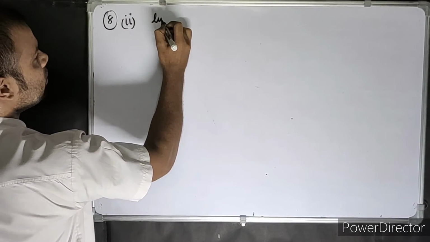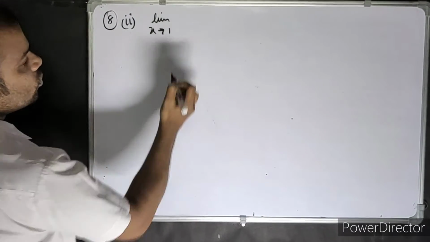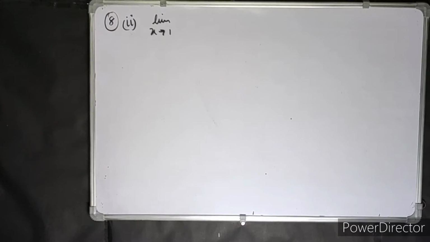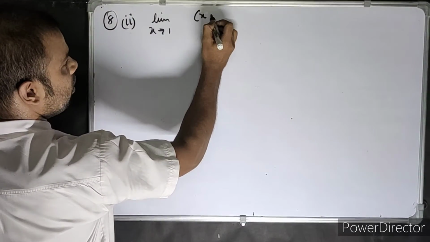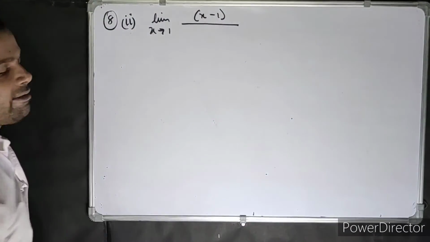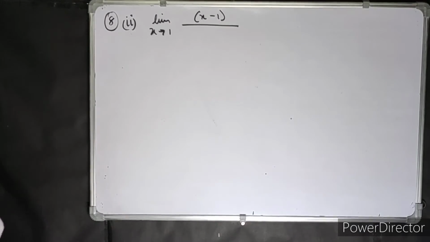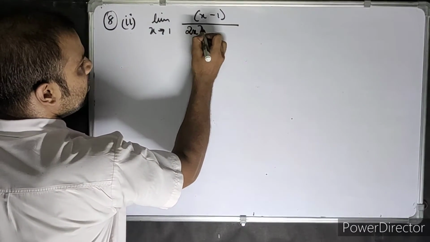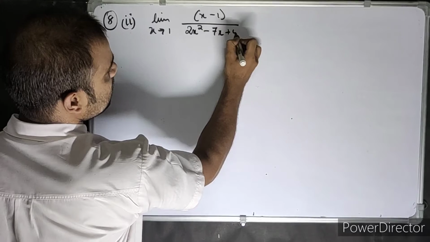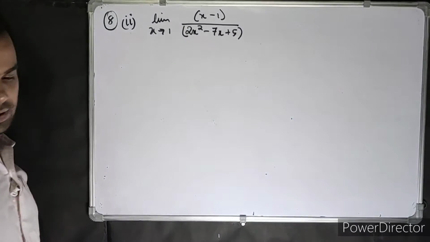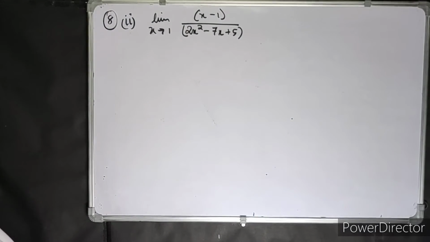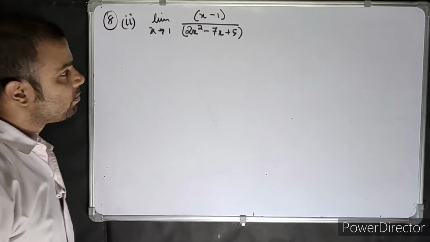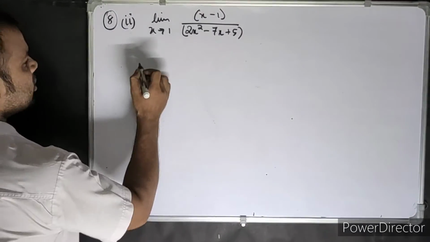Part 2. It says limit x tends to 1, x minus 1 divided by 2x square minus 7x plus 5. Okay, that's what is given. Let's go ahead and solve this question.